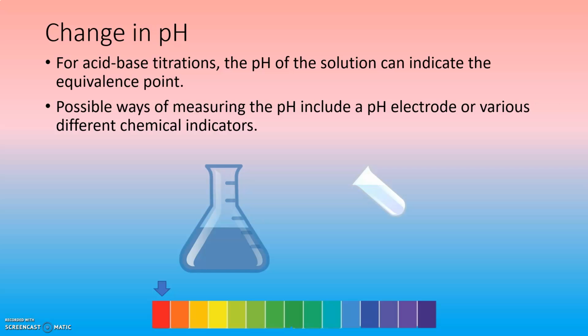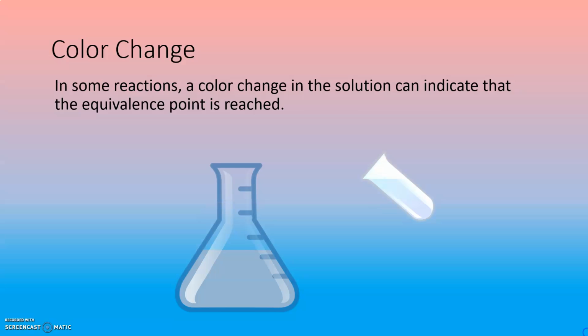For acid-base titrations, the pH of the solution can be the indicator of the equivalence point. Possible ways of measuring pH can include a pH electrode or various different chemical indicators. In some reactions, a color change in the solution can indicate that the equivalence point is reached.